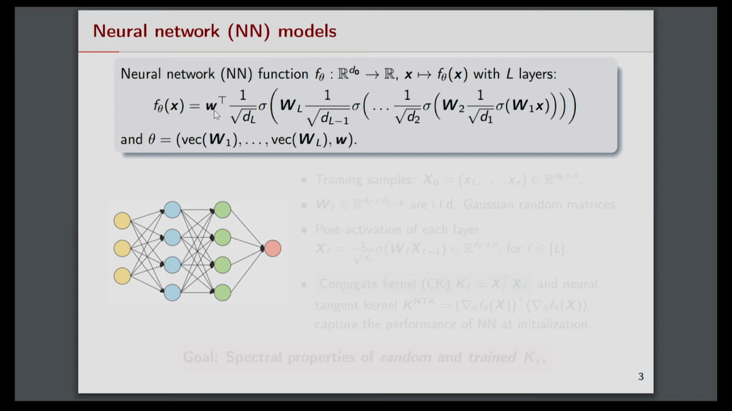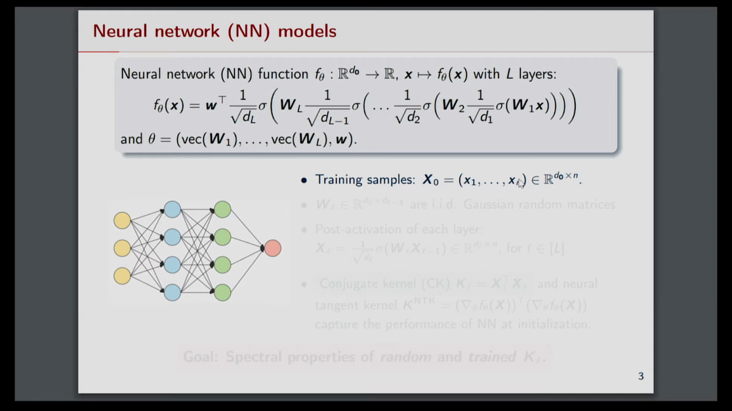For the last layer we use a linear weight. The concatenation of all these weight matrices are the training parameters. In the neural network model, we use gradient descent to train the model with some training data set. Here we are considering the case of a large sample size, n samples x1, x2, up to xn, and we apply this training sample to the neural network. At initialization, these weight matrices are just IID Gaussian.